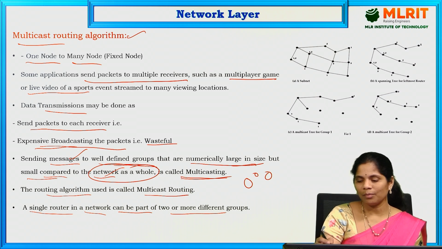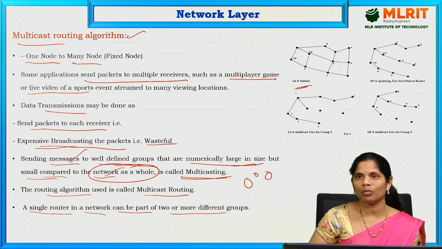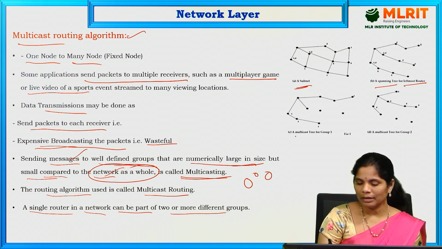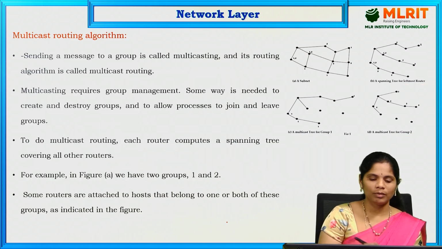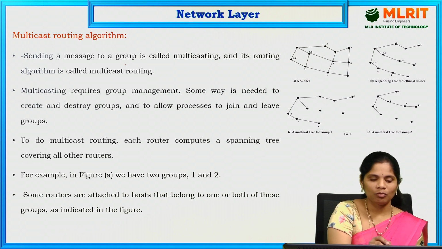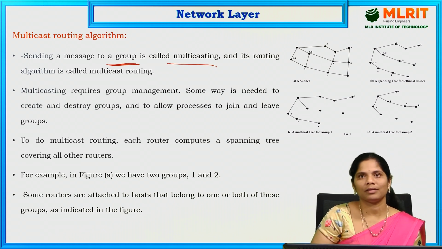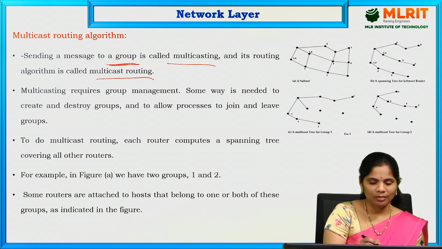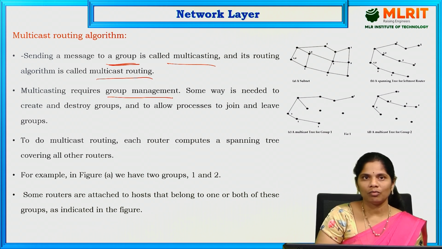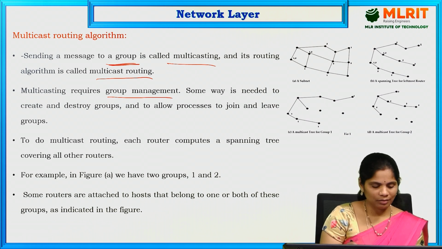So this is an example, this is the total subnet, the total network. A spanning tree is one with no loops, and here it is for the leftmost router. And coming to the multicast tree for group 1 and group 2, how is it going to happen? See here, how it is divided into different groups. The message is divided into groups, that is called multicasting, and its algorithm is the multicast algorithm. To do this multicasting, we divide it into two groups, first group 1 and group 2.